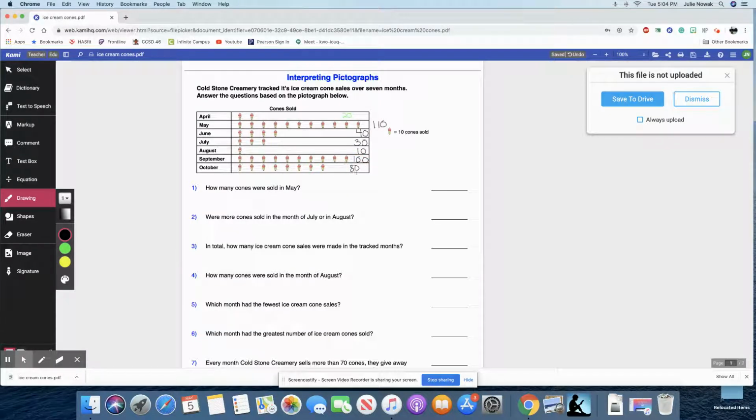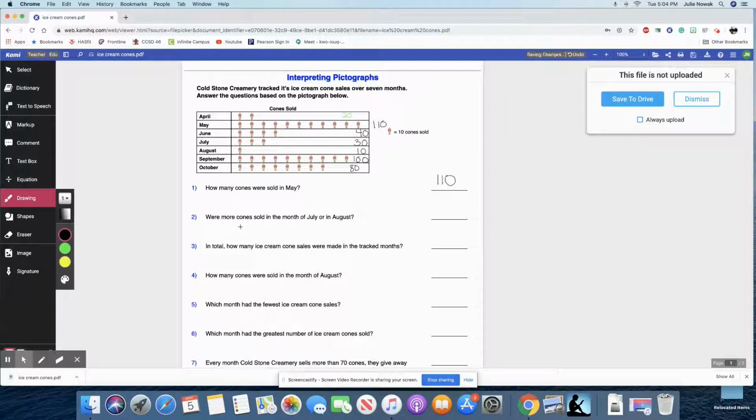So now I have the exact number of ice cream cones. It still ends up that 110 is the most I've sold in May, so that's a true depiction there. And the least is 10 in August. So let's go through these questions quickly. How many cones were sold in May? Oh, that's easy. I already figured that out. 110, and I don't even really need to put a label after this.